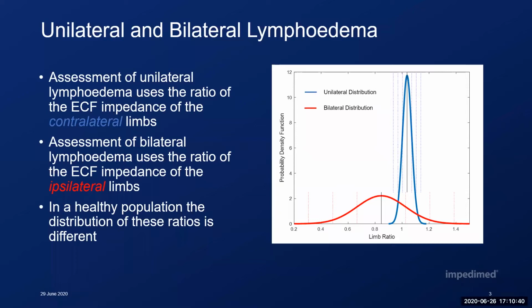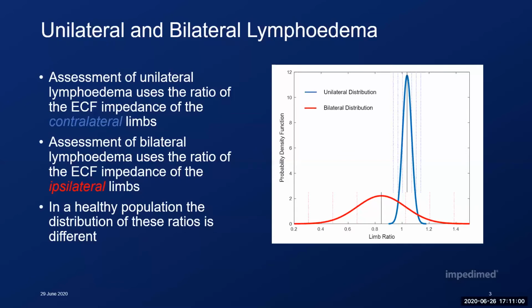This shows very clearly that although both unilateral and bilateral lymphedema is assessed using an L-Dex score, they are calculated differently and compared to different healthy populations. This means that the unilateral L-Dex score and the bilateral L-Dex score will not be equal for the same at-risk limb.